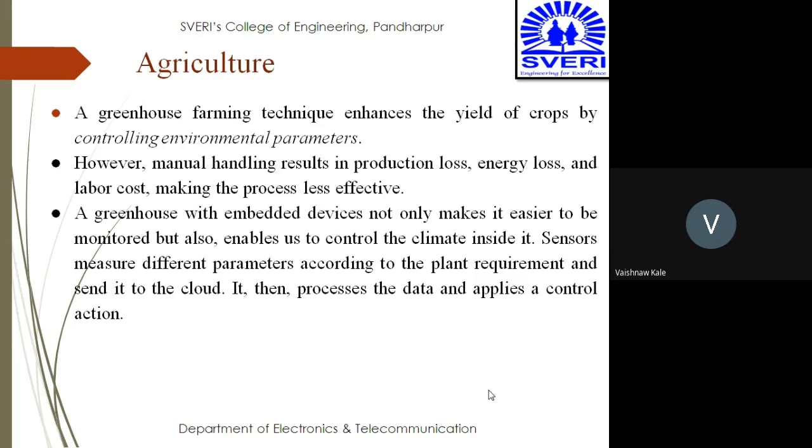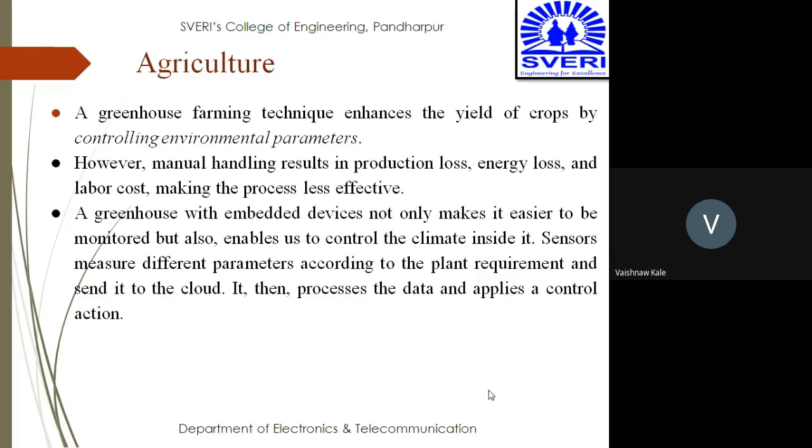So the farming has to be very automated farming. There are different ways in which farming can be adopted so that the yield can be increased. A greenhouse farming technique is one of the most important, that enhances the yield of the crops by controlling the environmental parameters. The environmental parameters are very much important. That may be the moisture, the temperature, the soil conditions, and also they can come to know about the conditions of their plants. So through greenhouse farming technique, we can yield the crops by controlling environmental parameters.